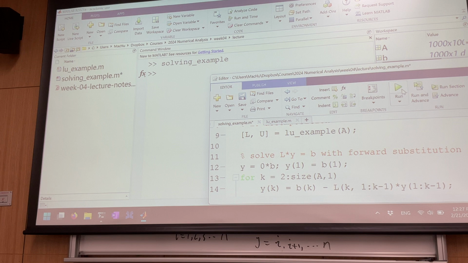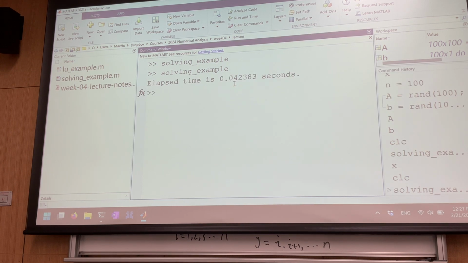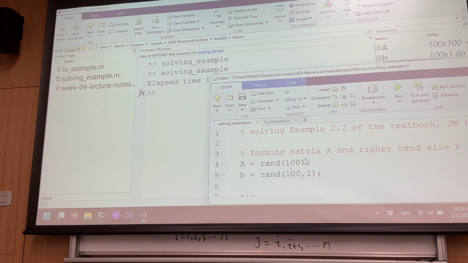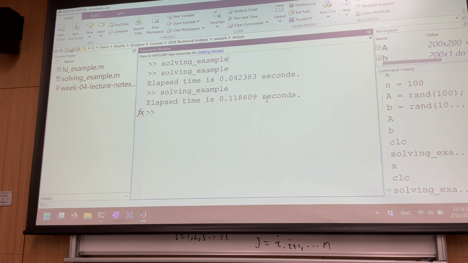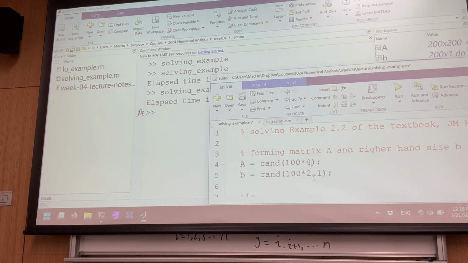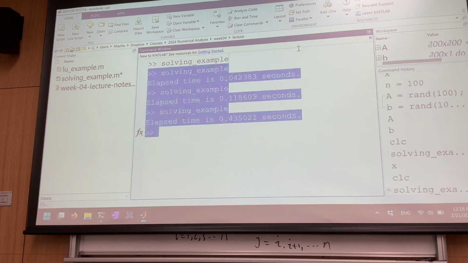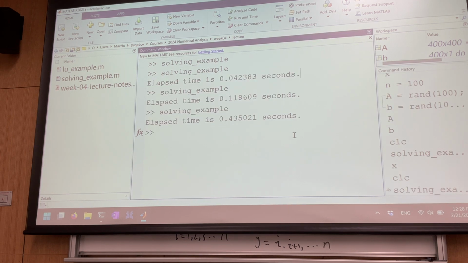If I do this, this is a 100 by 100 matrix. You can see the time it takes is 0.04 seconds. And if I make the matrix twice its size, times 2, you can see it takes more time. Now it takes 0.118 seconds. If I make it 4 times its size, it takes 0.435 seconds. So as you can see, well, this is kind of a bad example.